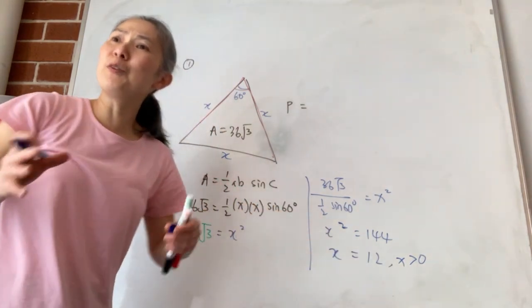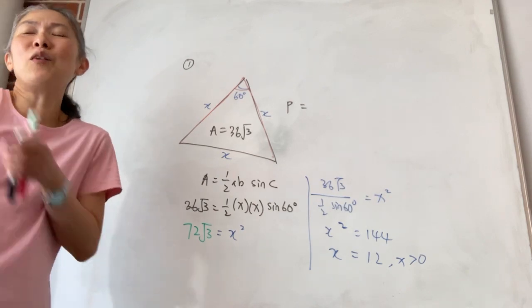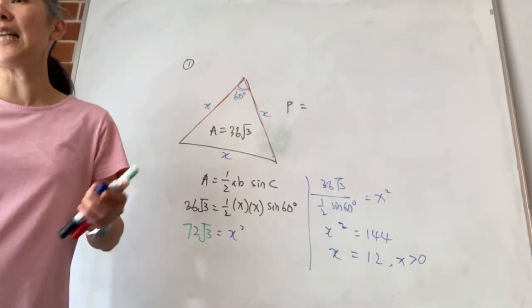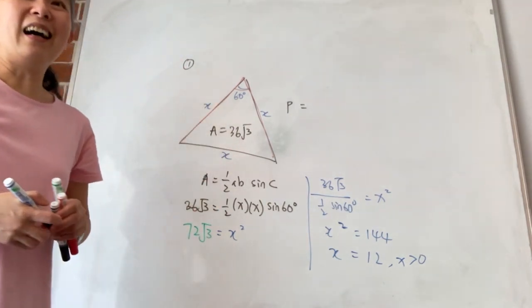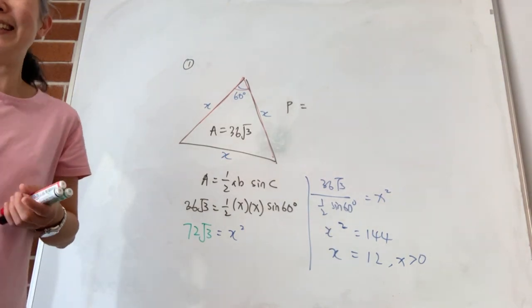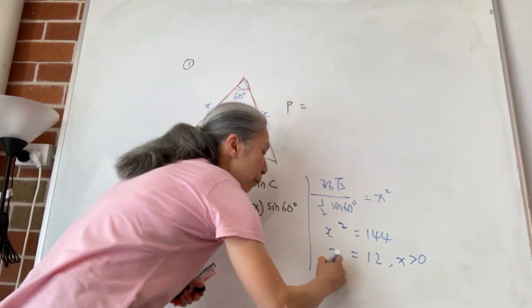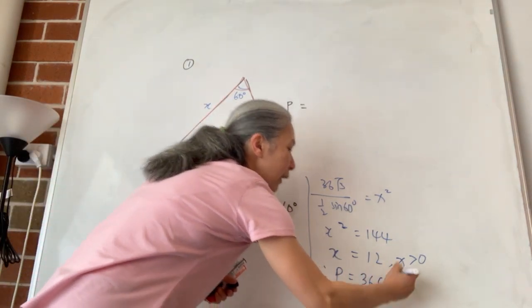Because remember when you root something you have a plus minus. So we get rid of the minus, and we need to explain why. Most of the time the teacher doesn't take marks off, but in advanced, if you don't write it, you lose 1 mark. So therefore your perimeter conclusion is 36 centimeters.